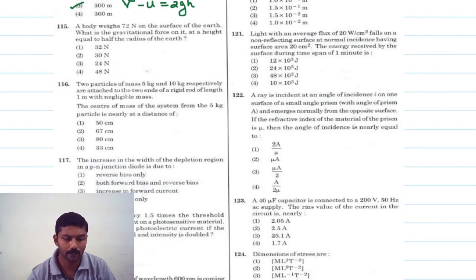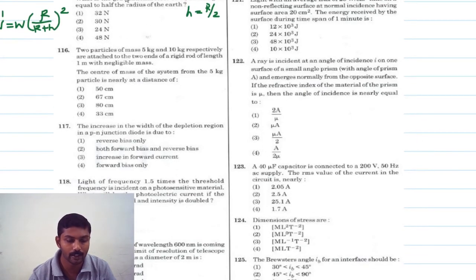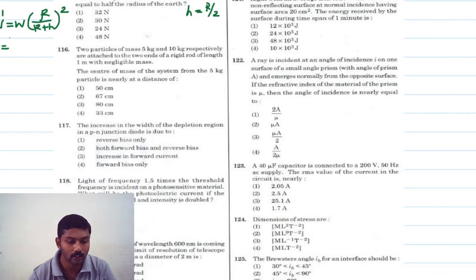Okay, now 115. A body weighs 72 Newton on the surface of Earth. What is the gravitational force on it at a height equal to half the radius of the Earth? That means h is equal to half the radius of Earth. The new weight is equal to the original weight into r divided by r plus h, the whole square. The original weight on the surface of Earth is 72 Newton. So 72 into r divided by r plus r by 2, the whole square.